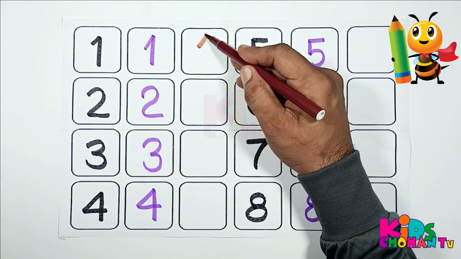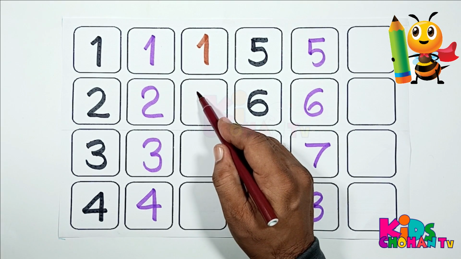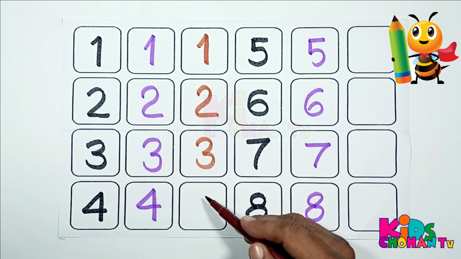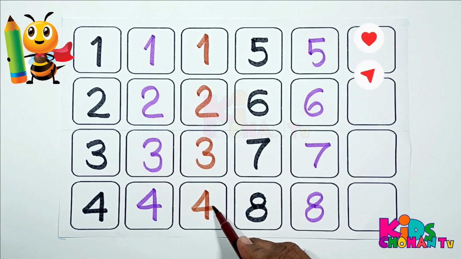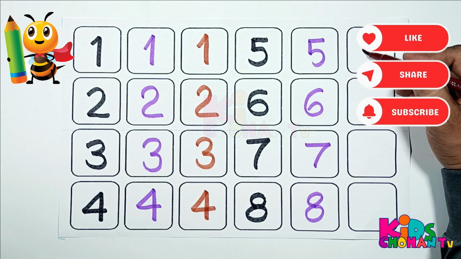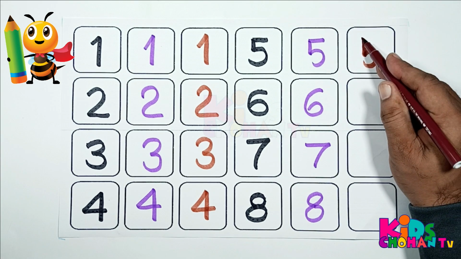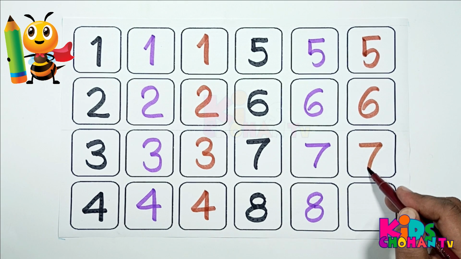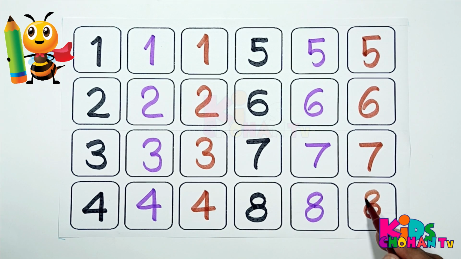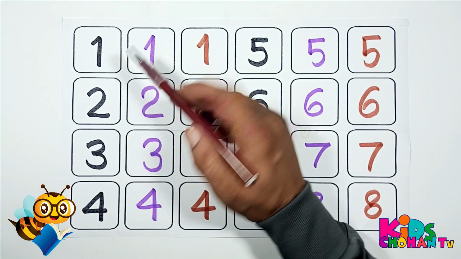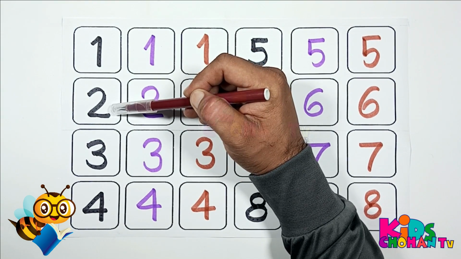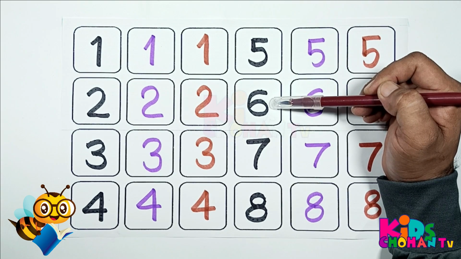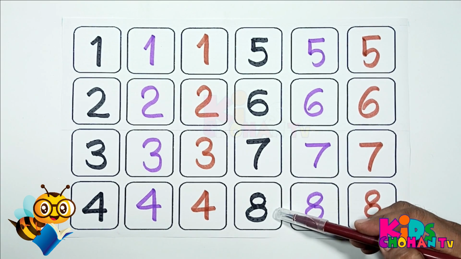Kids, let's write with me 1. It's 2. This is number 3. And this is number 4. This is number 5. 6. 7. 8. Kids, do it again. 1, 2, 3, 4, 5, 6, 7, 8.